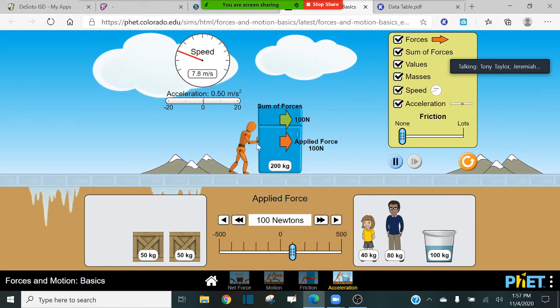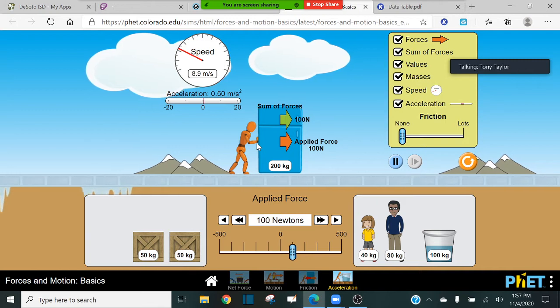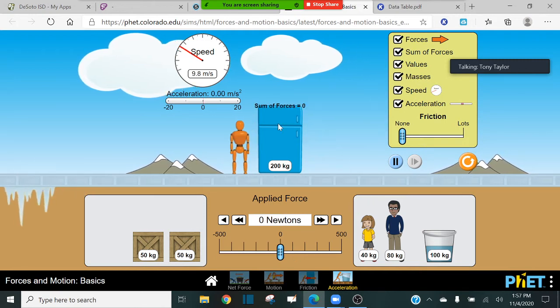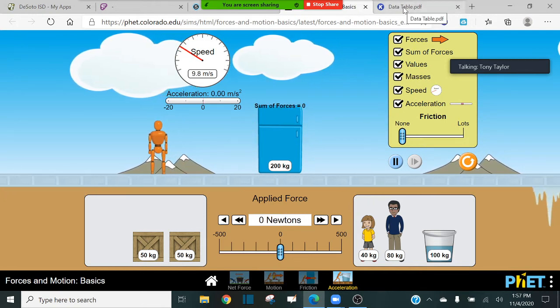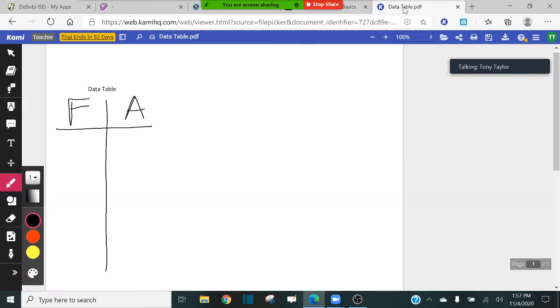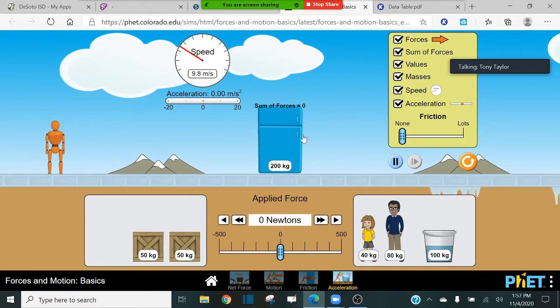Yeah, so 0.5 meters per second squared. So I want to write that down as my first data point: whenever my force is 100 newtons, my acceleration is 0.5 meters per second squared. And guys, it is your responsibility to collect more and more data points so you can plot it out.